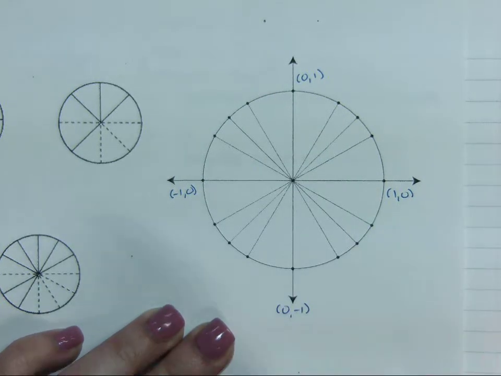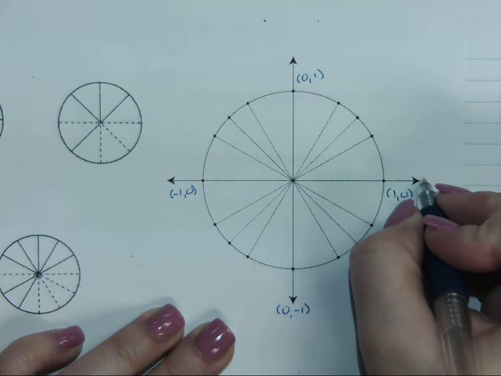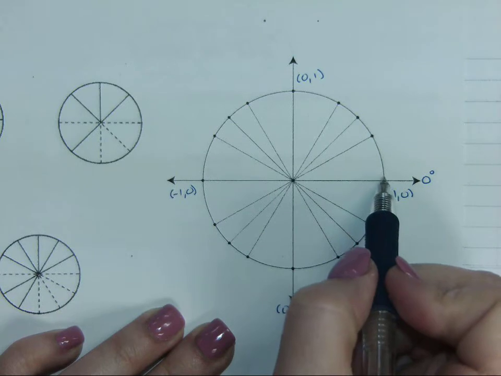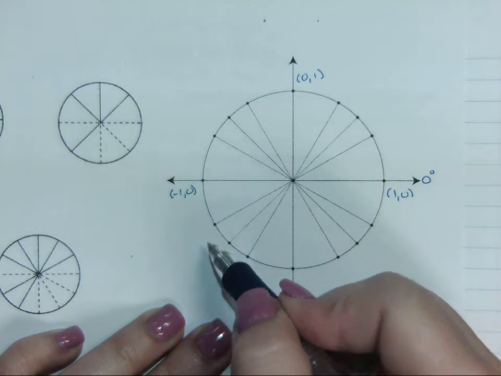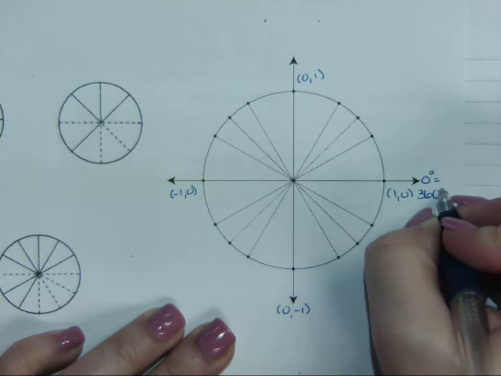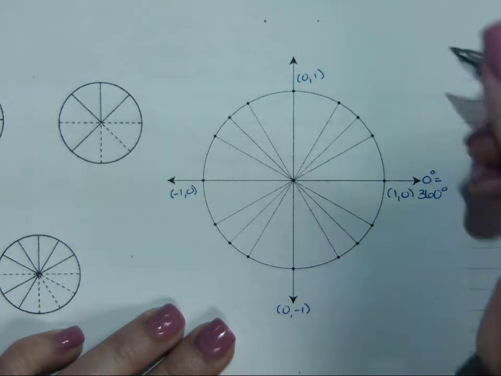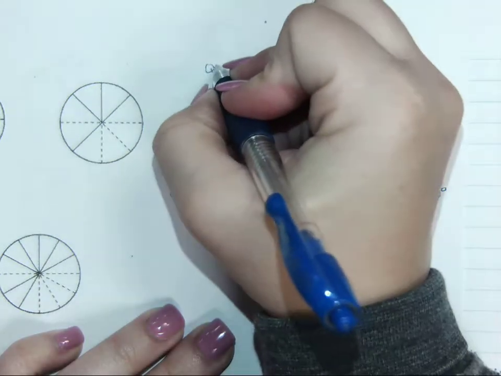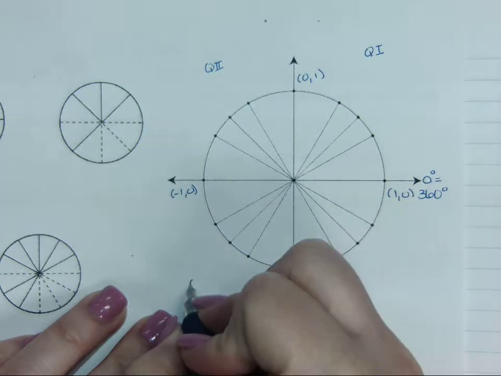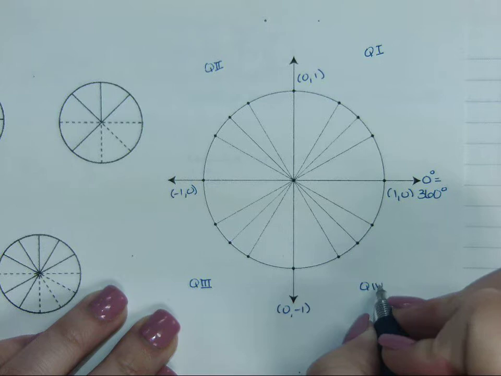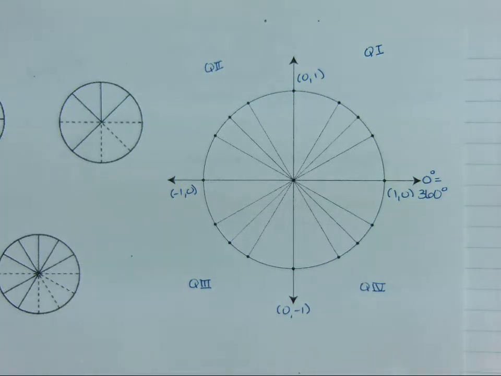But what we need to think about is right here, because this is the initial side, this would be considered what we call 0 degrees. And as we move, we create a total of 360 degrees. So one circle, one full rotation is 360. Now let's label the quadrants. So this is quadrant 1, quadrant 2. All of our angles terminate in these quadrants, and so we want to be able to label them in terms of quadrants 1, 2, 3, and 4 to know and describe where they terminate.